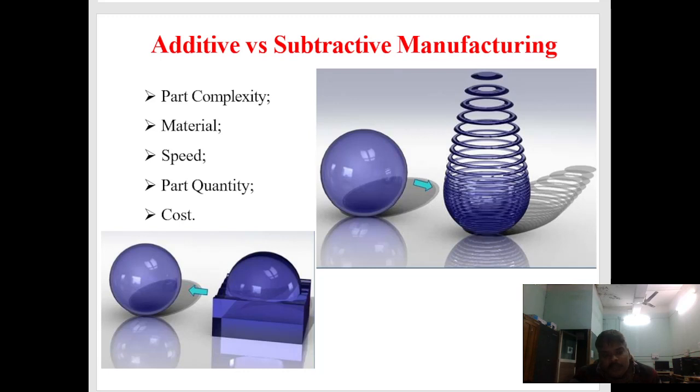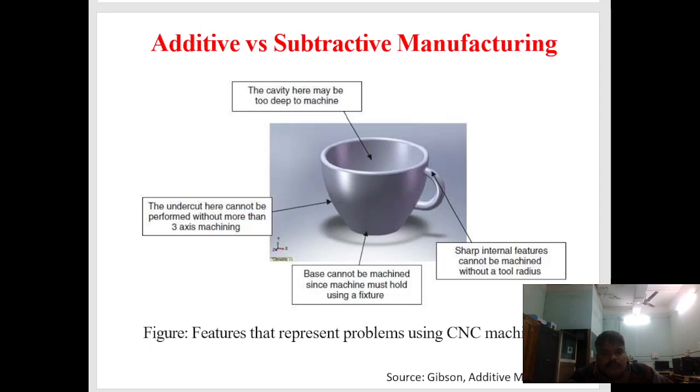Part quantity: here the quantity can also be high. In bulk mass production you can do it. Cost is also low, but polymer printing is less costly, while a metal printing machine has a high cost, in crores, if you go for purchasing that type of 3D printing machine.